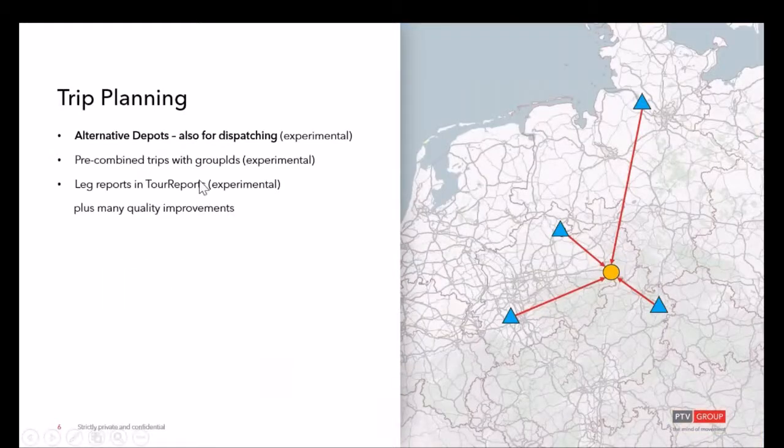In trip planning, we had a topic last time in the 2.11 release where we introduced the feature with alternative depots, calculating alternative depots with the plan tour method. We extended this, so that it's now also available for dispatching and for the Vorschlagsfunktion. So you can use this functionality in all three method classes. That's just an addendum.